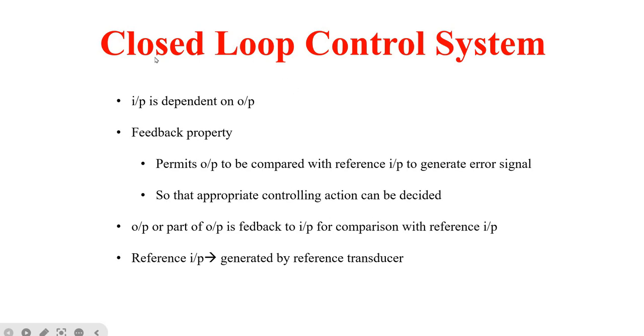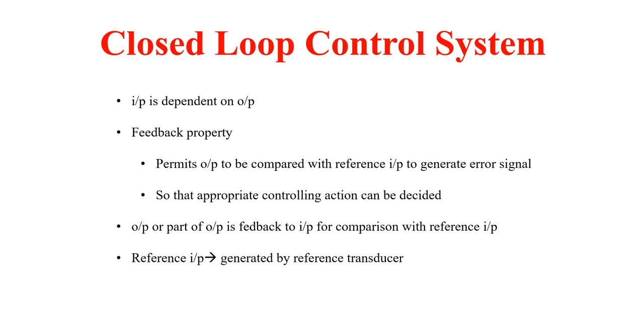Hello everyone. In this lecture, we'll study what is a closed loop control system. A system in which the controlling action or the input is somehow dependent on the output or changes in the output is called a closed loop control system. That is, the input depends upon the output or the changes in output or some part of the output.